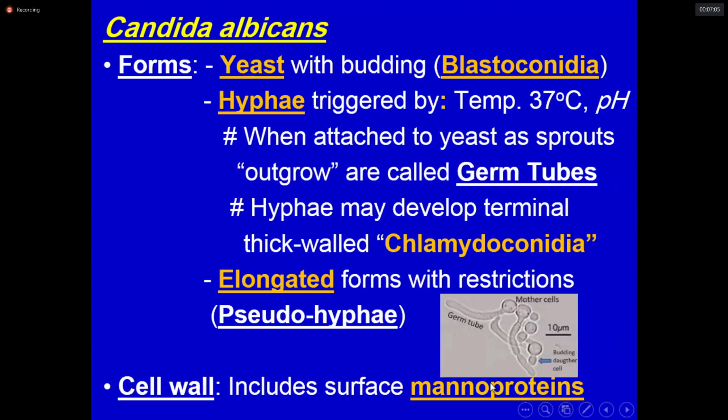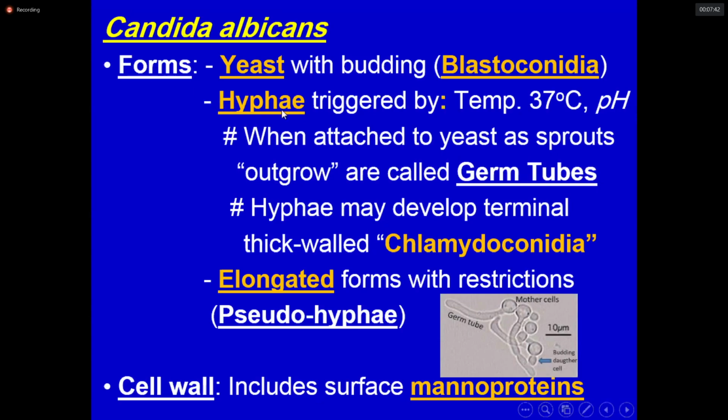Candida albicans can be present in three forms. First, yeast with budding, yeast being a single cell. You can see it here. The mother cell, a single cell with budding, and this budding is called blastoconidia. So the budding, this protrusion, is blastoconidia, like conidia. You know conidia are spore-like structures of fungi.